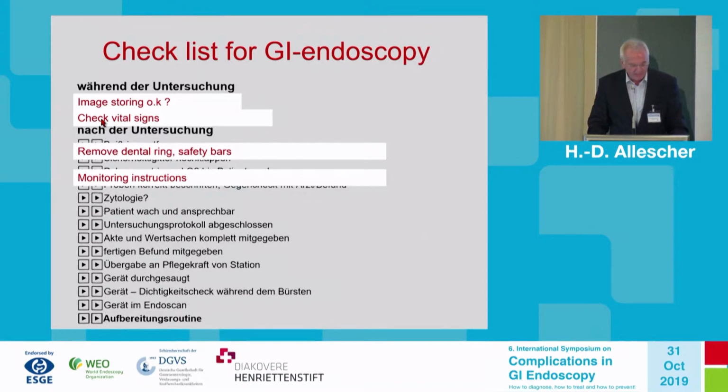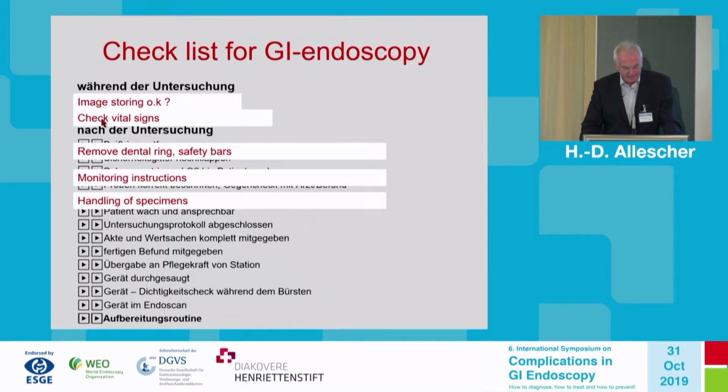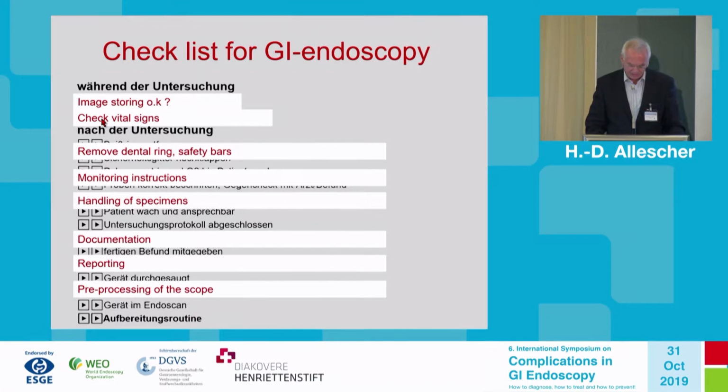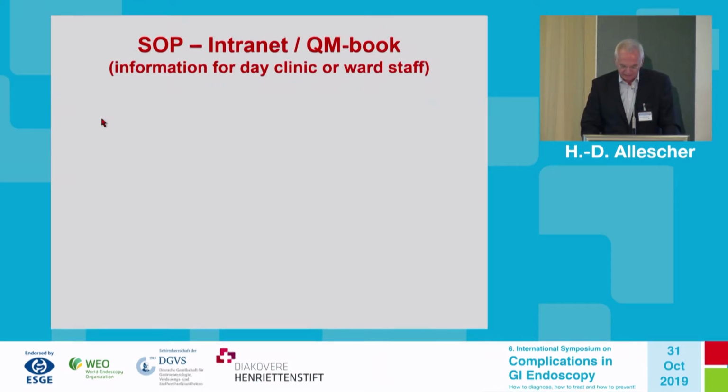And you have to have clear monitoring instruction while the patient is in the room or is transported to the daycare unit. This has to be clearly defined. And you have to have a clear documentation how your specimens are labeled and are also given to the pathology unit, because if you mix them up, that's a major complication. There could be a major complication if there are handling errors. And then you have a clear documentation of your reporting of the endoscopic procedure, and you also should have a reporting of the pre-processing of the scope while it's in the room or it's transported out of the room.